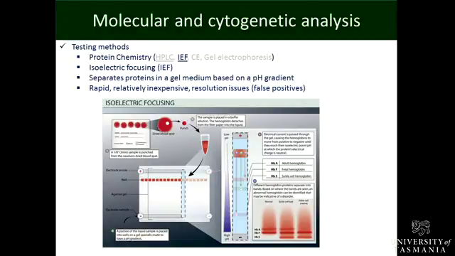So isoelectric focusing is really based on identifying where the isoelectric point of a protein is, and all proteins have isoelectric points, and it's all based on pH. Do you remember your metabolic biochemistry? Yep. So it separates proteins in a gel medium based on this pH gradient. It's very rapid. It's relatively inexpensive because it's a gel-based system. You can just buy the gels already set up and just put them on and run them.